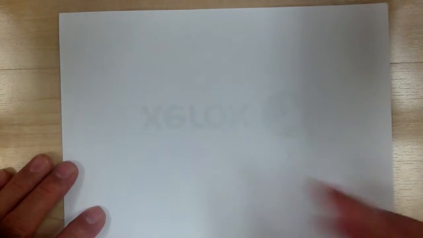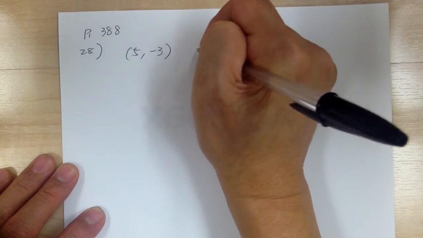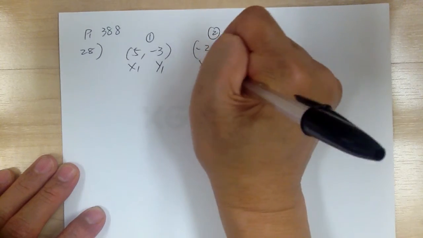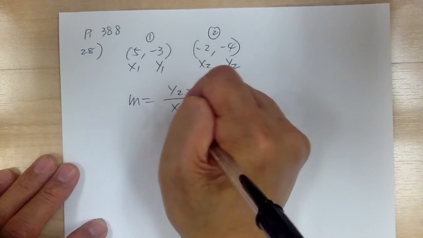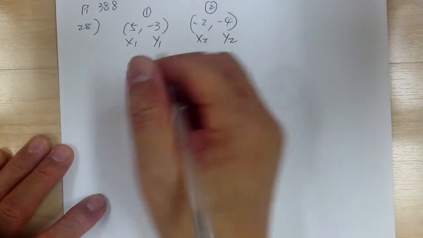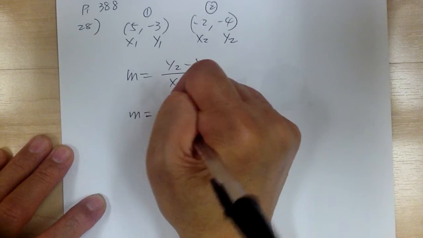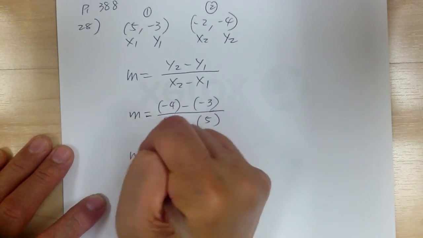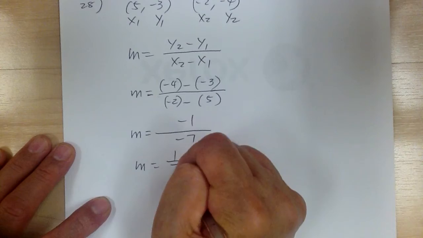Okay, let's go to number 28. You have (5, -3) and (-2, -4). That's your point 1, point 2, your x1, y1, x2, y2. Again, when you have 2 points, let's get the slope first. Write down your formula. It helps you to memorize it, and you have something to visualize to cut down mistakes. So y2 is negative 4, y1 is negative 3, x2 is negative 2, and x1 is 5. So m equals negative 1 over negative 7, so m equals 1 over 7.